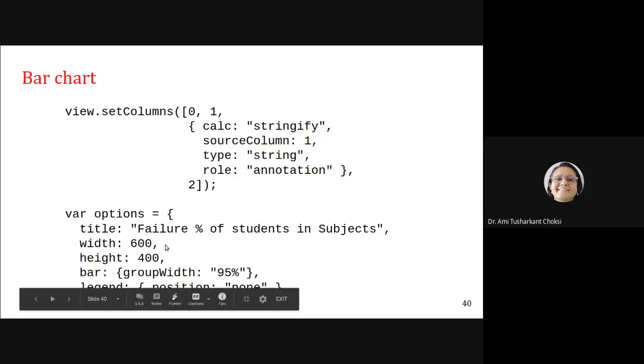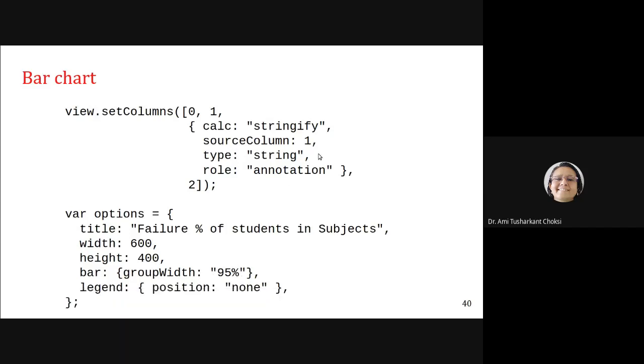Width, that is 600. Height, that is 400. Bar, that is group width 95 percentage, and legend, that is the position none, right? For any particular chart we typically use these options, isn't it? So that's what we have specified here.